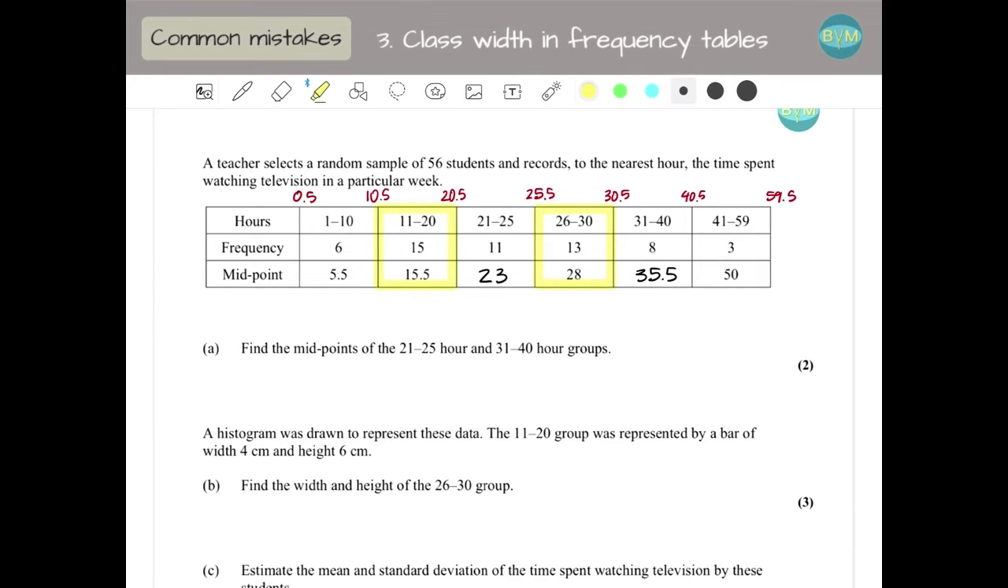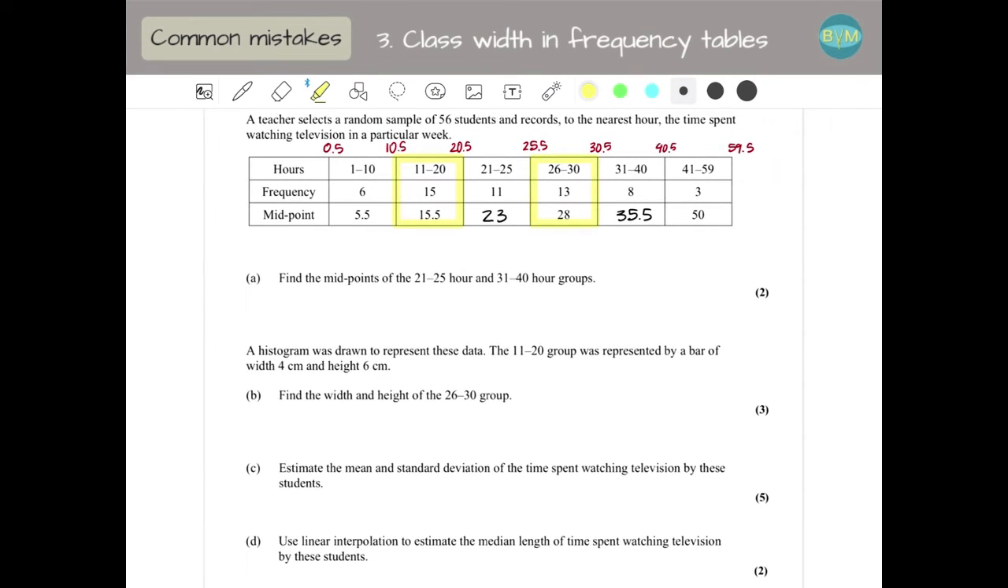And this is the common mistake. The class width here is not 20 minus 11, which is not 9. It is 20.5 minus 10.5. So the class width here is 10, not 9. And this is the mistake. So the class width is 10.